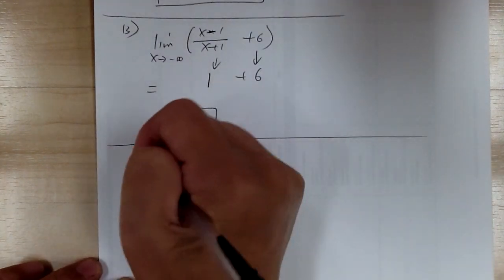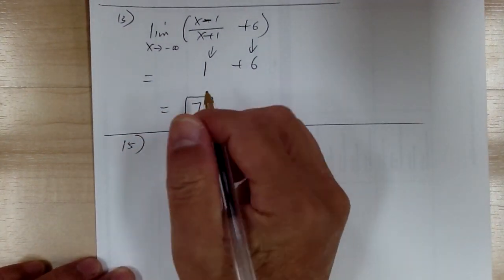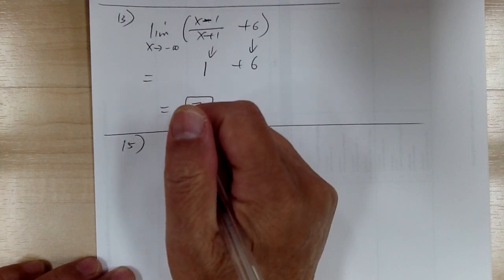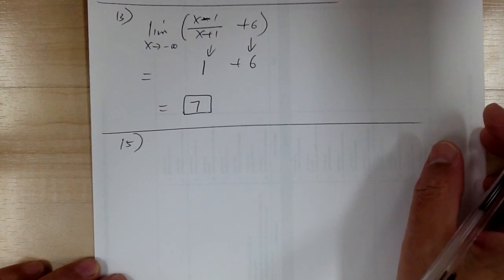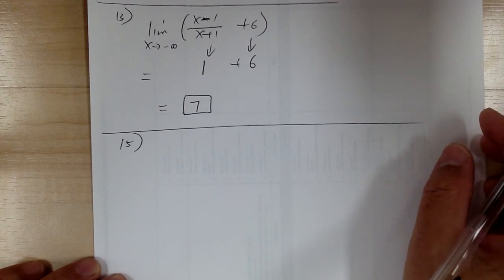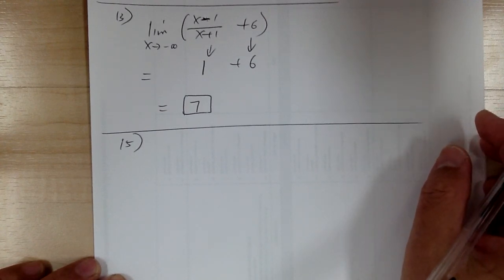Okay, let's go to number 15. This one asks you to use a table of values to estimate the limits.